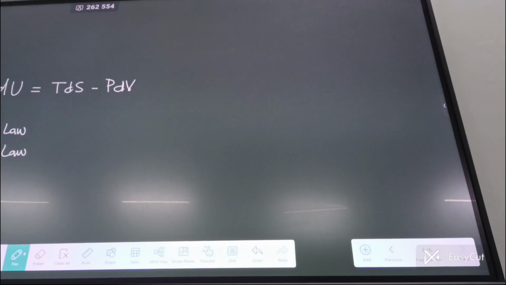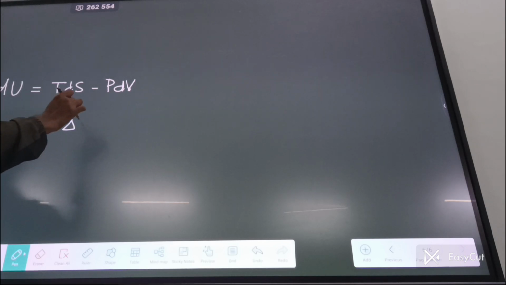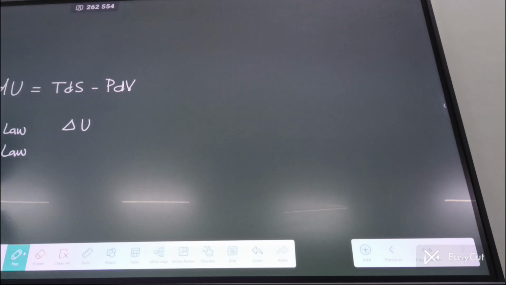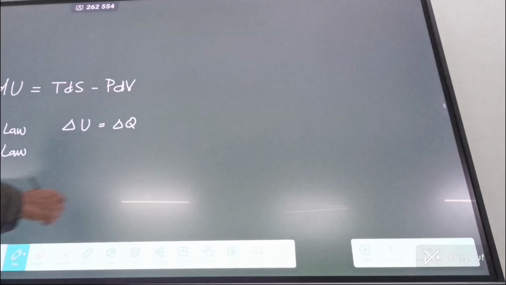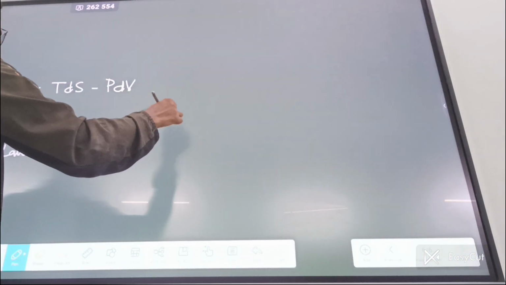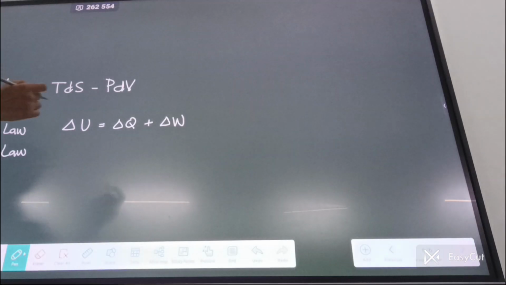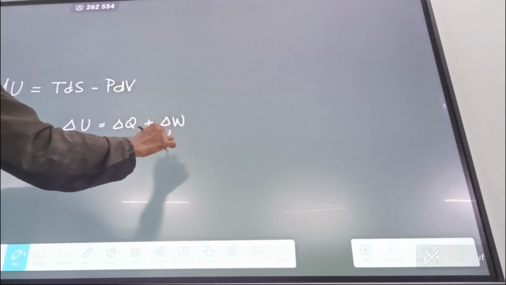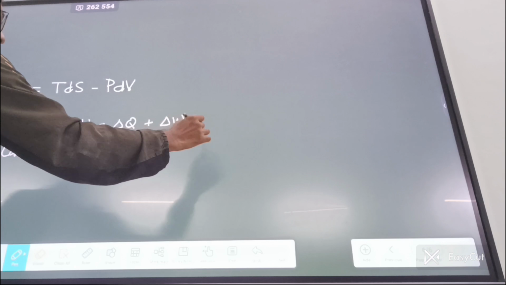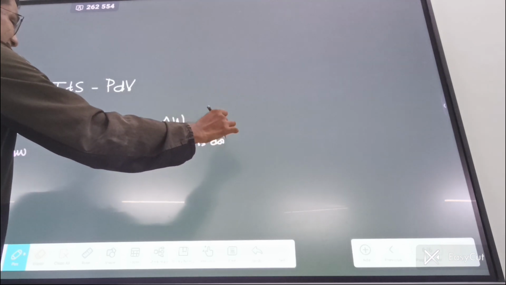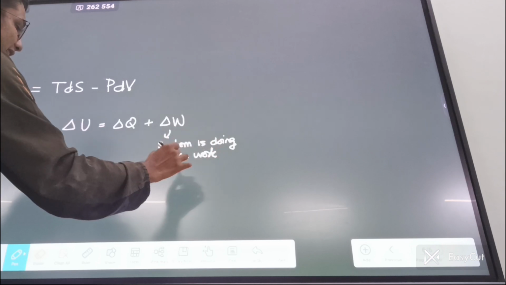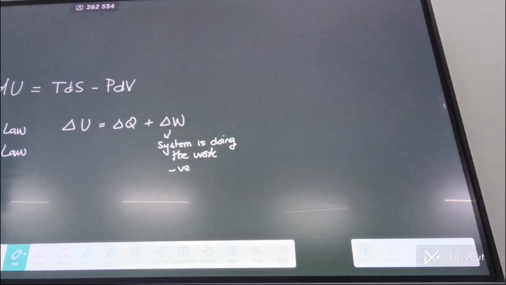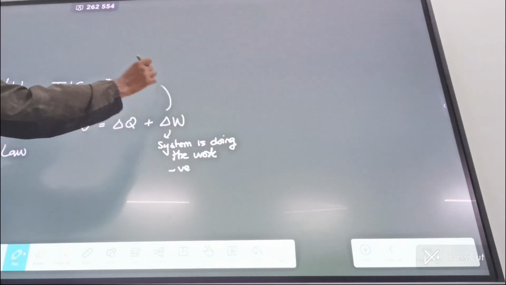The first law says that change in internal energy is equal to the heat plus delta W, the work done, or minus if the system is doing the work, then the sign becomes negative. So you see, work we have replaced by PdV.